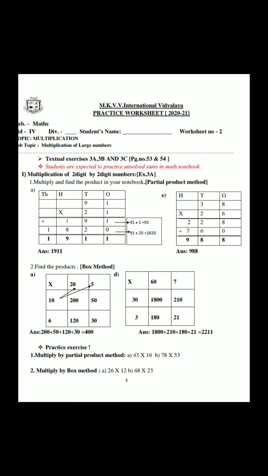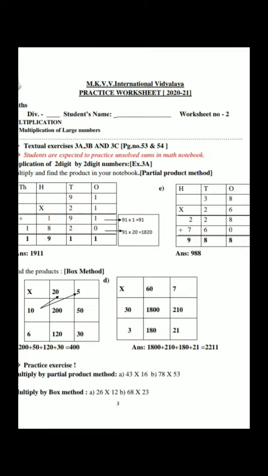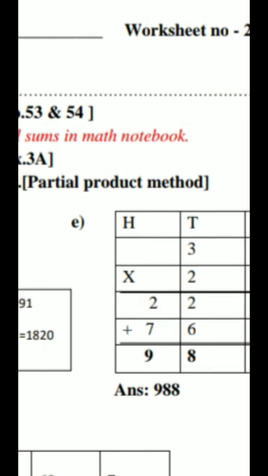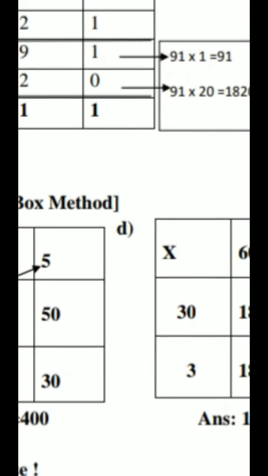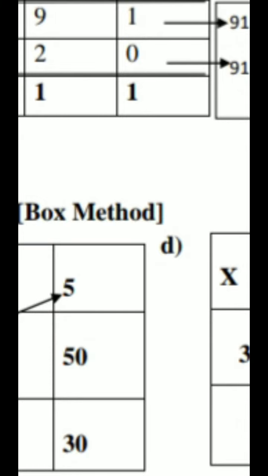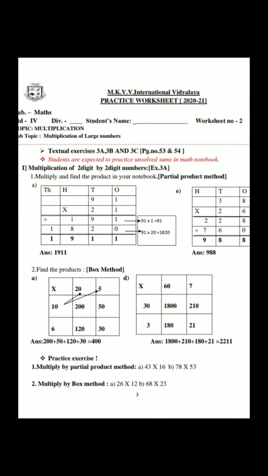Let's go to the next worksheet, worksheet number 2. Now we will talk about the two different methods of multiplication. That is, one method is the partial product method and the other method is the box method. So along with our conventional method of multiplication, these two methods are also applicable for multiplying the larger digits.